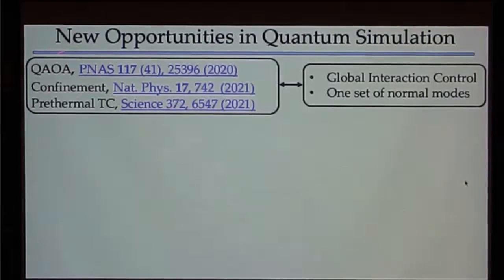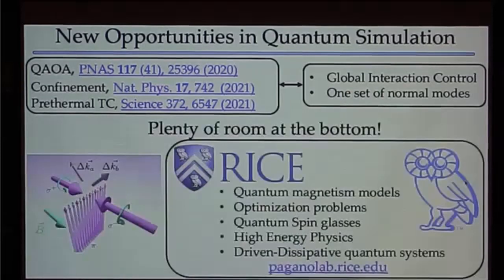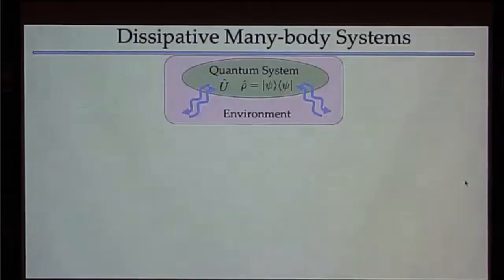So there are also other results that I didn't cover, for example QAOA and confinement, which have been achieved with two global Raman beams, so it's a global interaction control, using only one set of normal modes. At Rice, what we're building right now is a high optical access experimental apparatus that allows us to both control the interactions locally and also couple to different normal modes to explore more Hamiltonians. And I want to talk a little bit about what happens if you now open the system to dissipation, and instead of looking just at unitary dynamics, you look at a dissipative many-body system.